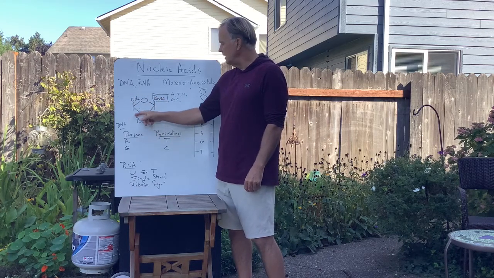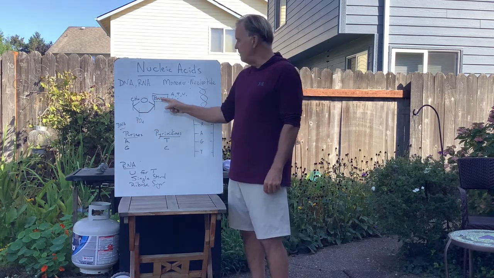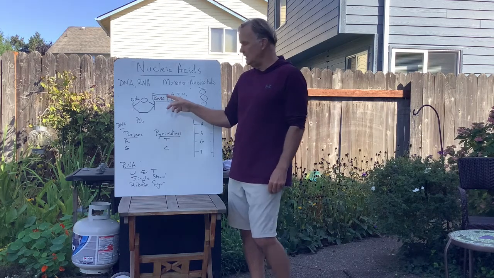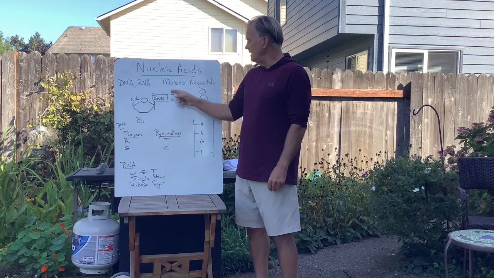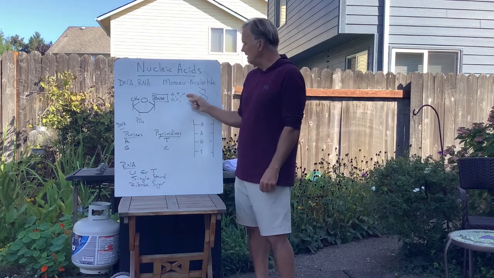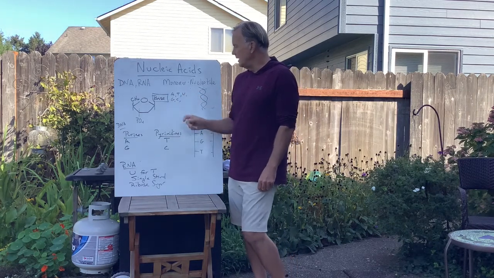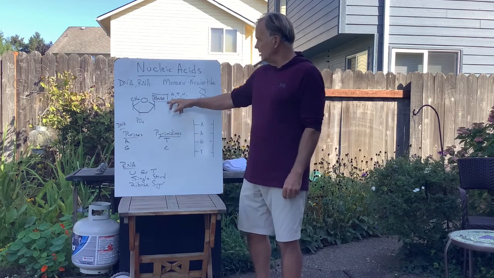Here's a phosphate off of carbon 3. You have a phosphate group. And then off carbon number 1, you have a base, and the base can either be adenine, thymine, guanine, or cytosine for DNA. And with RNA, uracil substitutes for the thymine. But those are the 5 different bases that you can have off of here.